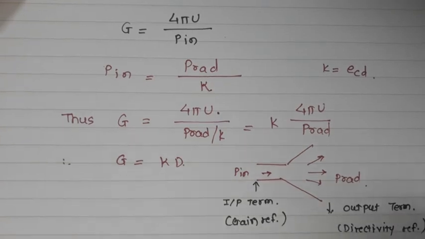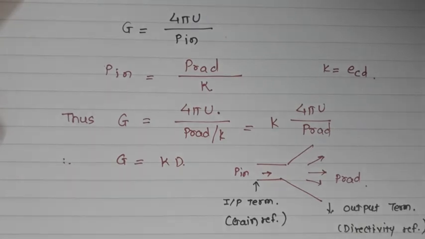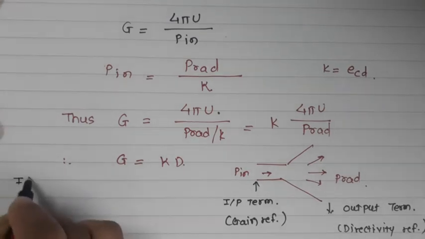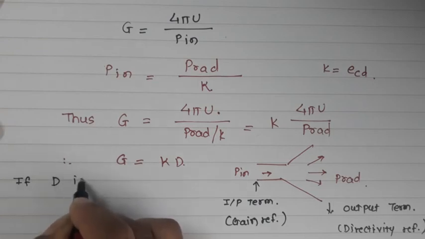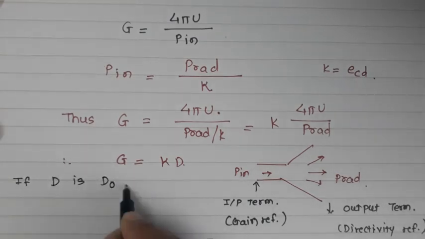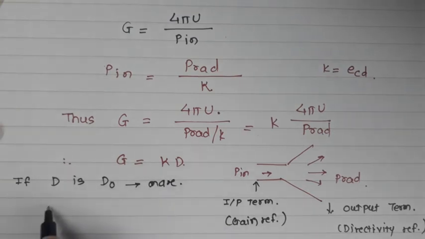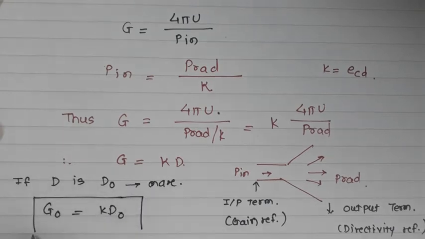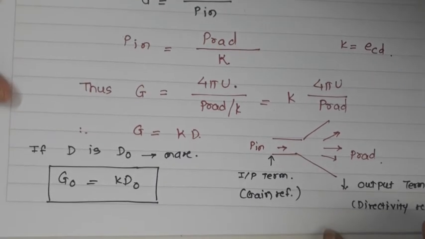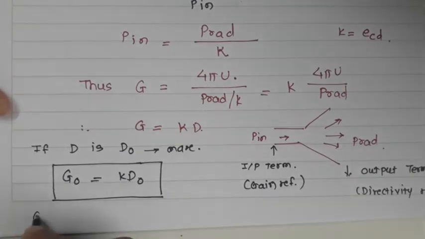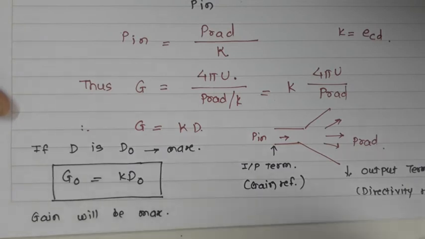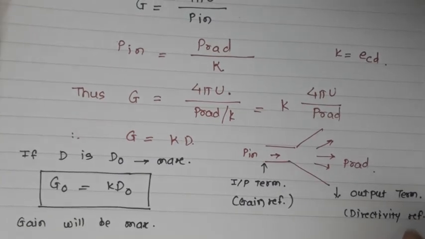So here we can see how these two things are related. If we consider the maximum D, that is D0, then the G is also maximum. So if your D is D0, that is maximum, your G0 will be K D0, which means your gain is also maximum. If your directivity is maximum, gain will be maximum. So this is the relationship between your gain and the directivity.